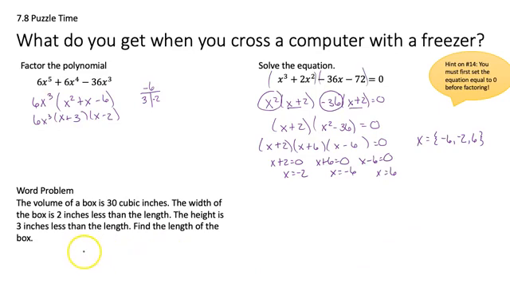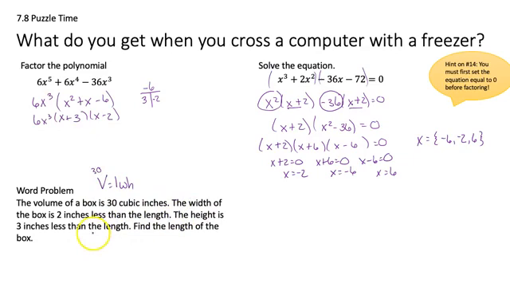And then we have our application, or our word problem. The volume of a box is 30 cubic inches. So we know what the V stands for. Remember volume, I've got a box, so volume is going to be volume equals length times width times height. I know what the V is, it's 30. They've already told me that.